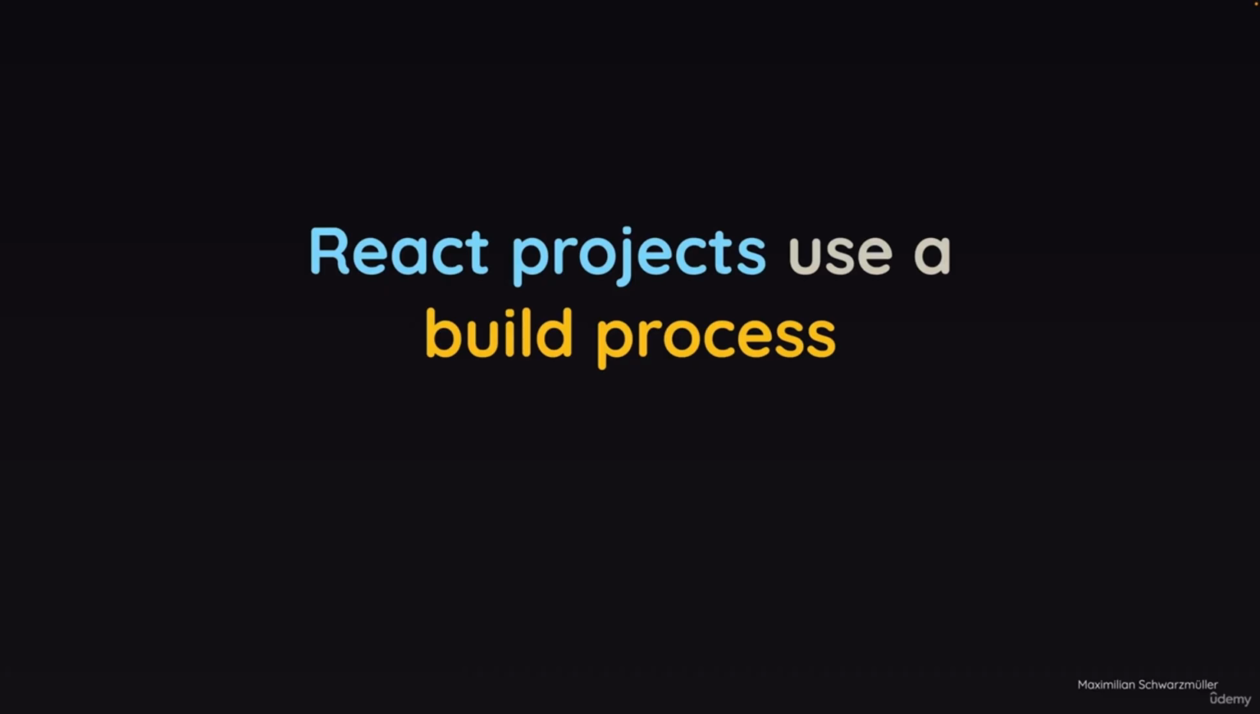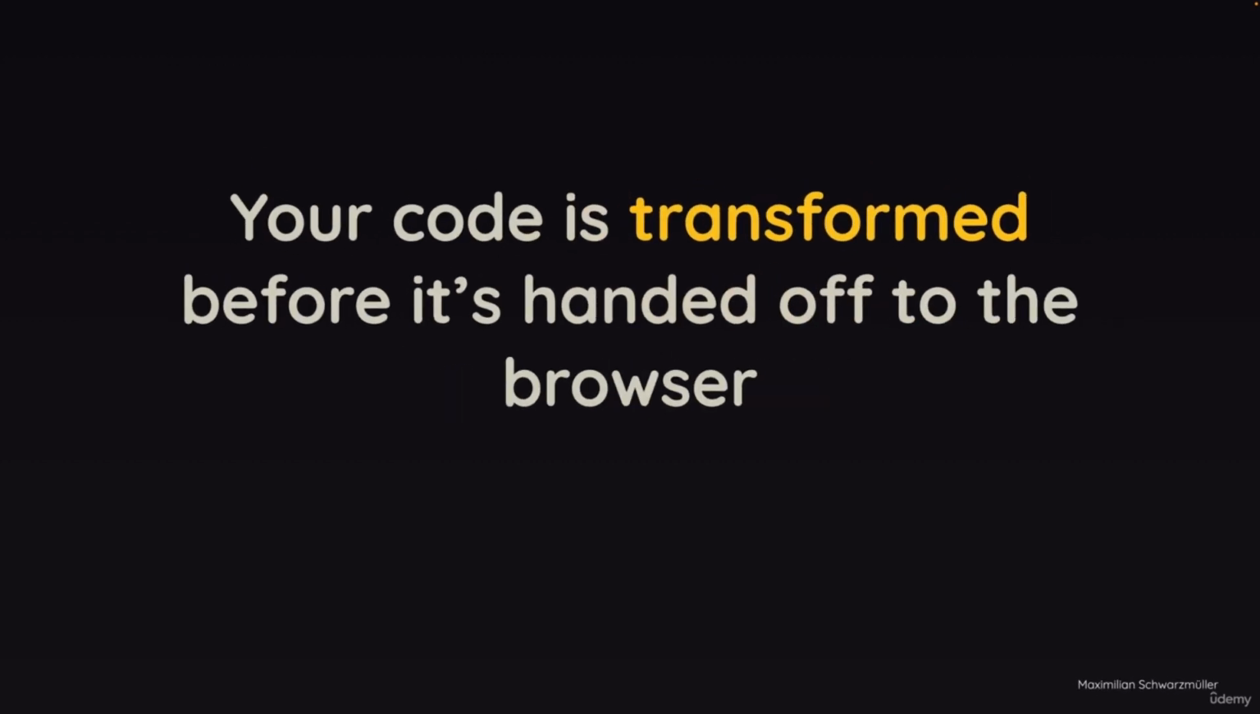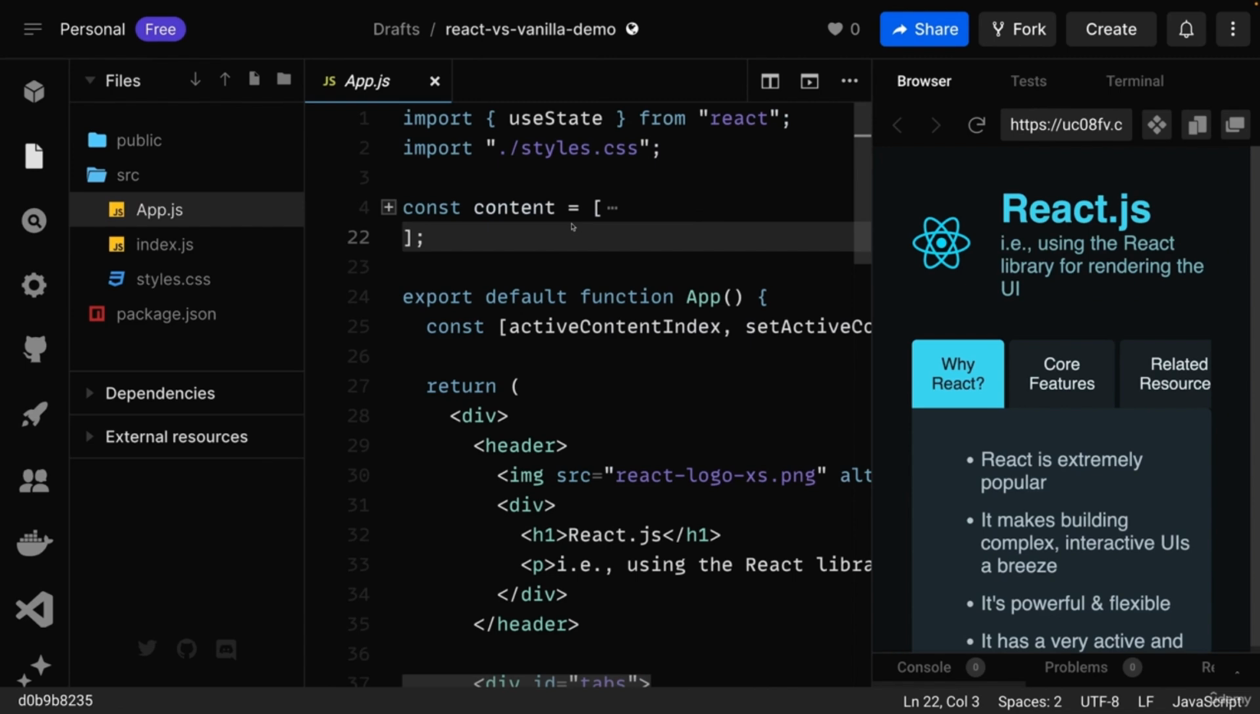Well, because as mentioned at the end of the last lecture, React projects use a build process, which simply means the code you write is not the code that gets executed, like this at least, in the browser. Instead, the code you write is transformed behind the scenes before it's handed off to the browser. In this demo project on Code Sandbox, but also in the local projects I'll use throughout this course, this is done with help of a tool that's running in the background.